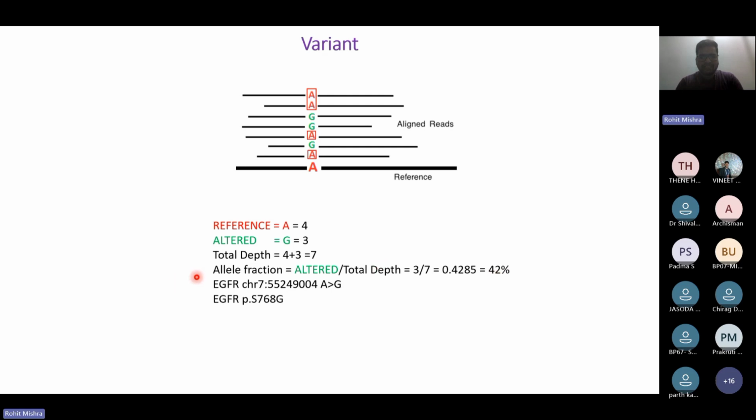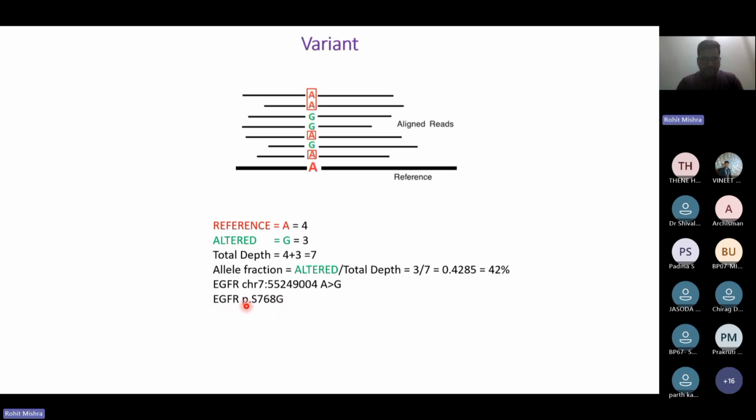And how these variants are read: once the variant is there, there is a change from A to G. Now when we map it to our known human reference genome, we know that it is the EGFR gene on chromosome 7 at this particular position, and there is an A to G change. This A to G is a base change, but this 3-letter codon will lead to an amino acid change, that is S768G, serine to glycine.